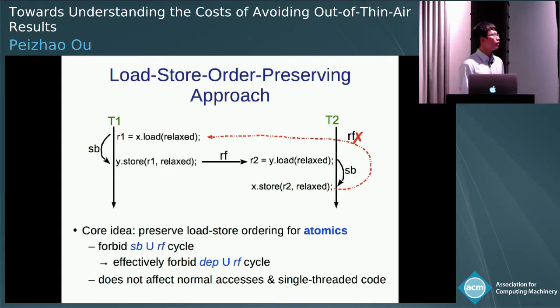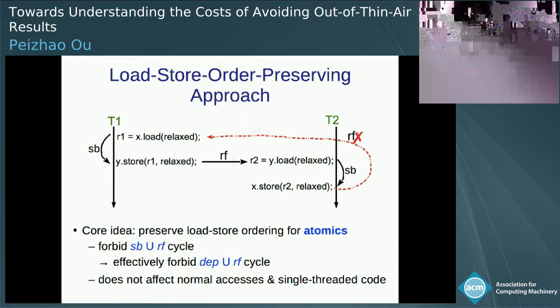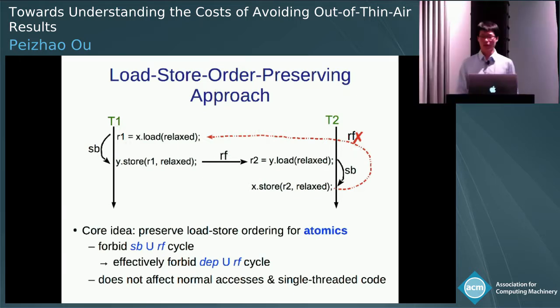Now note that this approach is an approximation of the previous dependency preserving approach. The reason is that whenever a store is after a load, we can conservatively think that the store depends on that load. As a result, it effectively forbids the dependency union reads-from cycles. Now, the advantage of this approach is that it does not affect non-atomic accesses. As a result, it does not affect single-threaded programs.